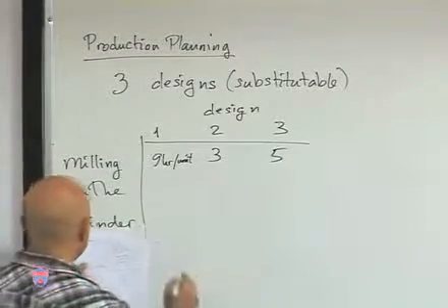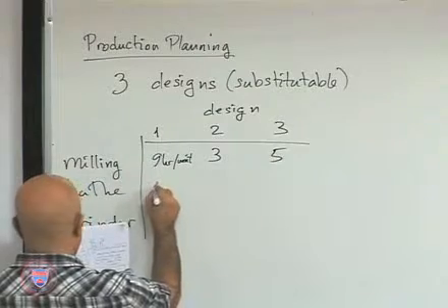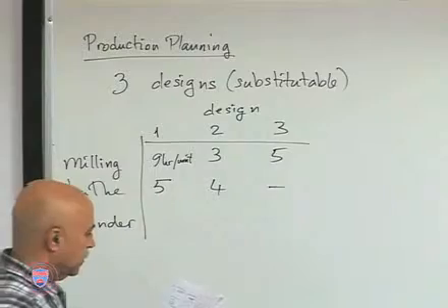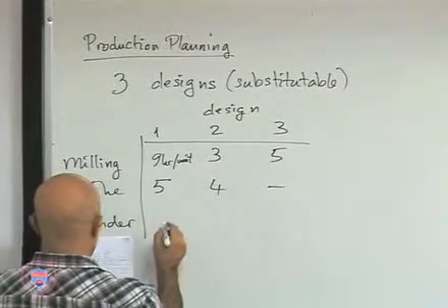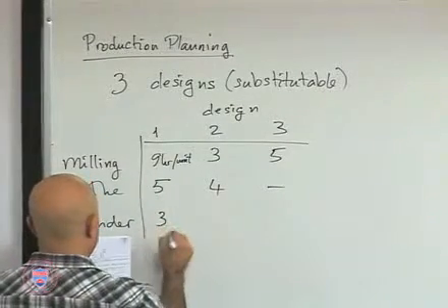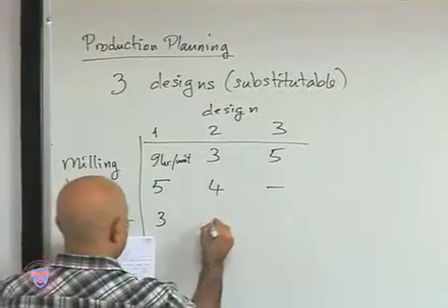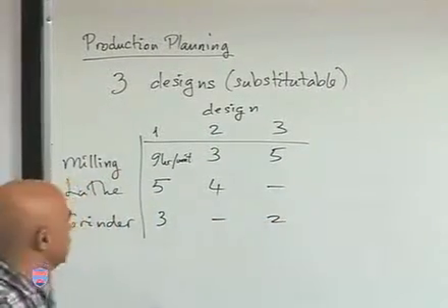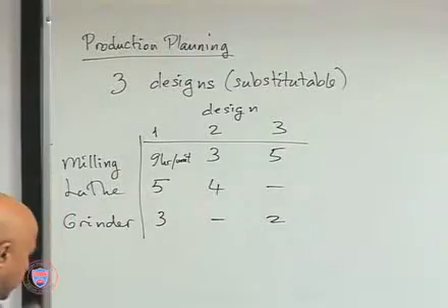These are all hours per unit. Okay? For the lathe, we have 5 and 4. The third design does not need the lathe. And for the grinder, we have 3 hours per unit, nothing for the second design, and 2 hours for the third design.